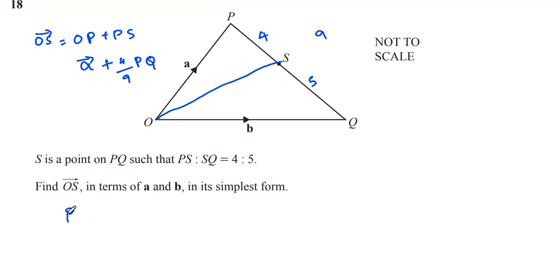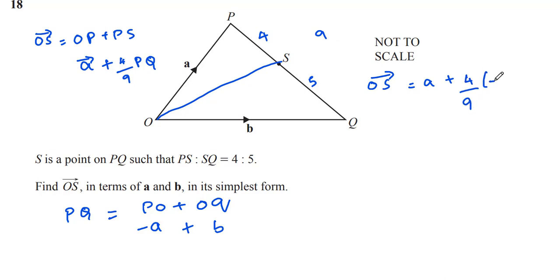Yes, how can we find PQ? PQ is PO plus OQ. Yes, so PO is minus A plus B. Okay, so now what is this OS vector? A vector plus 4 by 9 of minus A plus B vector.